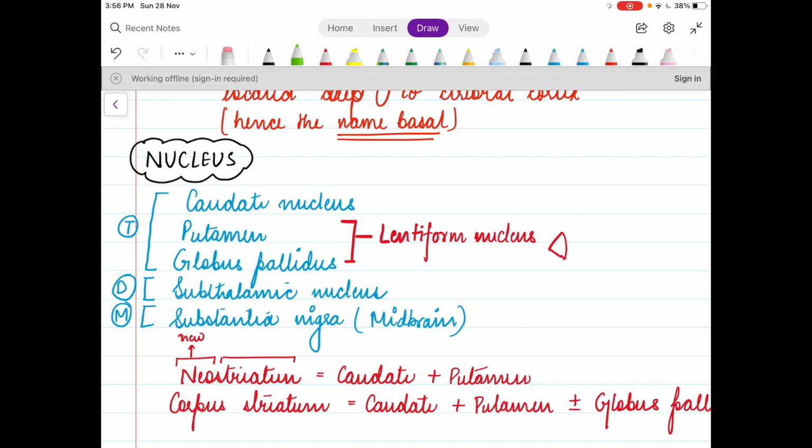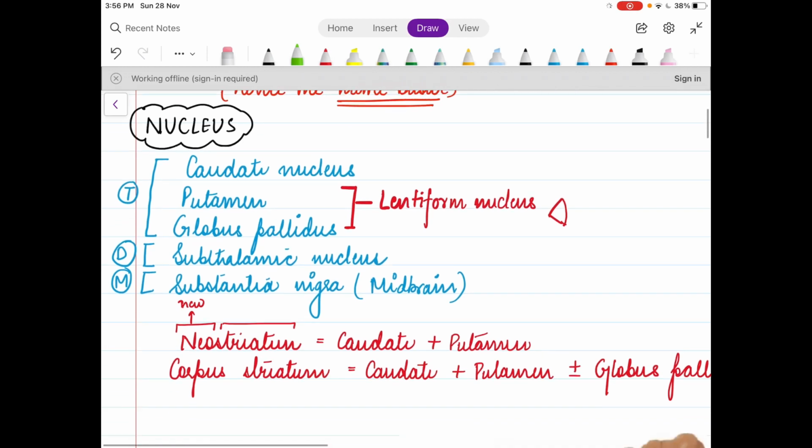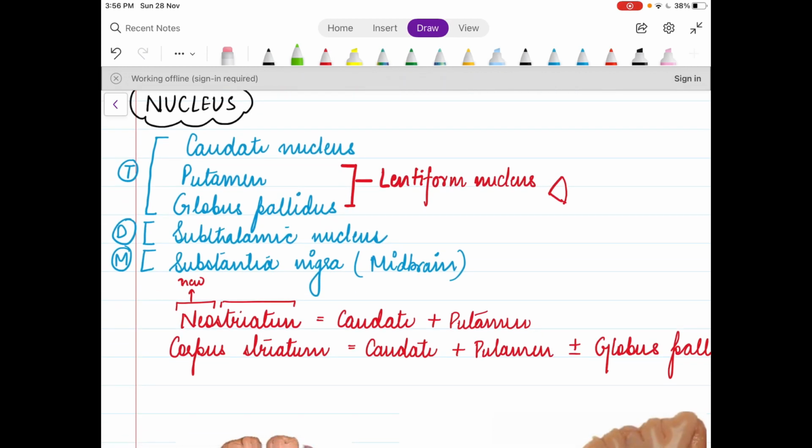The putamen and the globus pallidus together are known as the lentiform nucleus, because when they are seen in their anatomical location, these two together form a shape resembling a lens, hence the name lentiform nucleus. The putamen in anatomy is in close proximity to the globus pallidus, but from the functional point of view, it is more closely related to the caudate nucleus. Hence, the caudate and the putamen together are given the name neostriatum, because they are phylogenetically newer and more evolved in function as compared to the other nuclei.